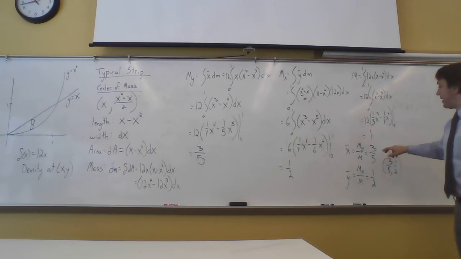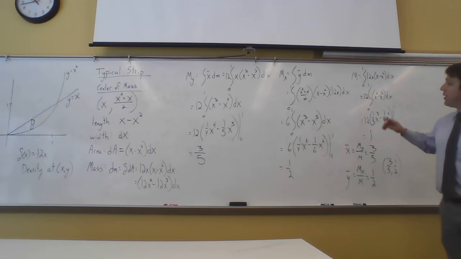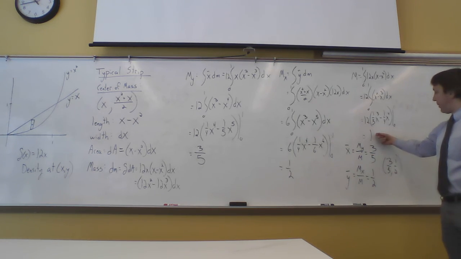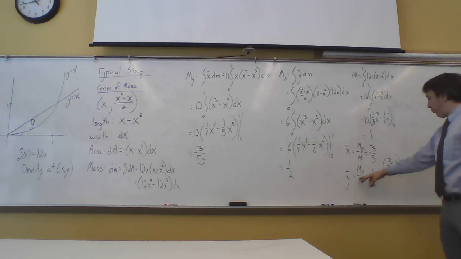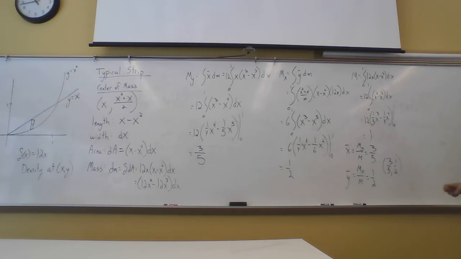So the nice thing is that since the center of mass for x-bar is M sub y over m, which was 3/5, divide that by 1, you still have 3/5. And for y-bar, it's M sub x over m. Again, dividing by 1 leaves us with a half. So finally, our center of mass is at (3/5, 1/2).